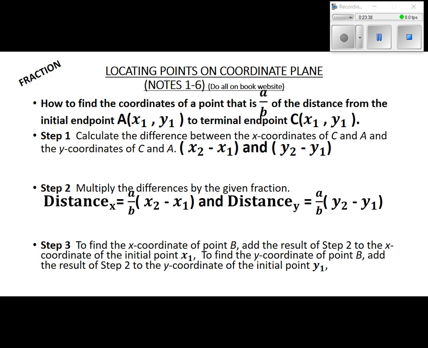Sort of like what we did last time, except last time we were dealing with everything on a number line. Now we're going to be on a coordinate plane. And if you're on a coordinate plane, then that means instead of just having a starting point and ending point, you've got coordinates for each of those points, so it makes it a little tougher.